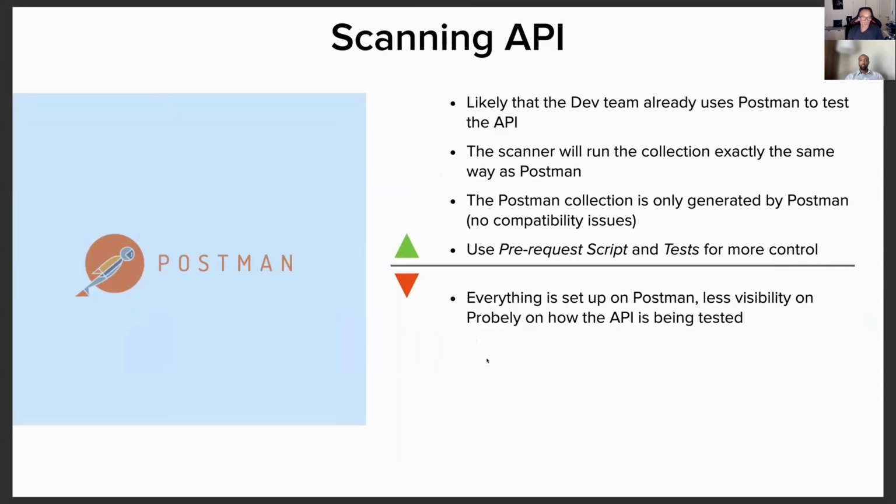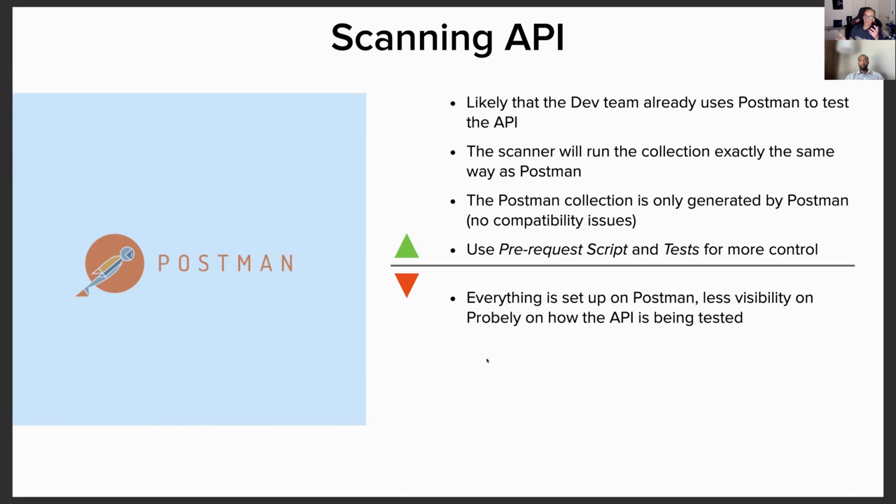One other way to use this is basically on Postman collections, right? It's likely that your dev team already uses Postman to test APIs. When you build a collection on Postman, export that collection and pass it to Prodia, Prodia will basically run that collection exactly the same way as Postman.